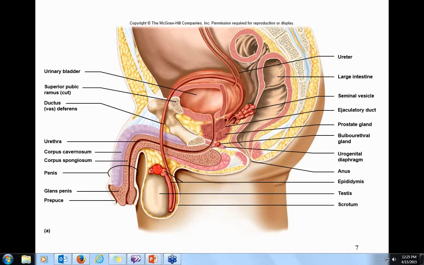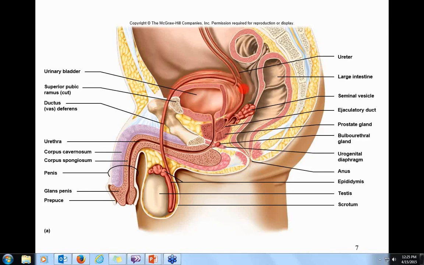Sitting on top of the testes is a structure called the epididymis. This is where sperm are going to mature. Again, sperm and testosterone are made here. The sperm are stored here until ejaculation, and they follow this tube here. It's called the ductus deferens or vas deferens. This is what's severed when a male has a vasectomy.